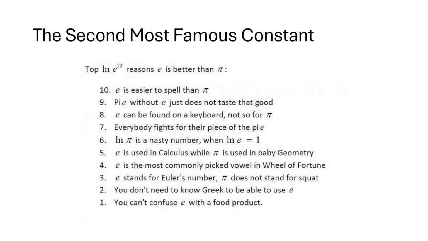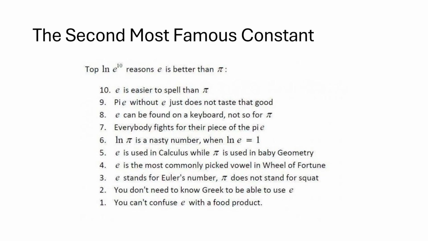And by the way, the image on the screen here is just a funny meme I found online. Top 10, this is 10, right? Because log rules move the 10 out, ln of e is 1. So top 10 reasons e is better than pi. E is easier to spell than pi. E is used in calculus, while pi is used in baby geometry. I love this. Oh my god.